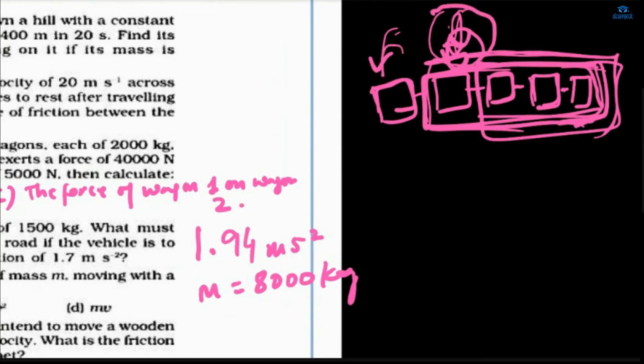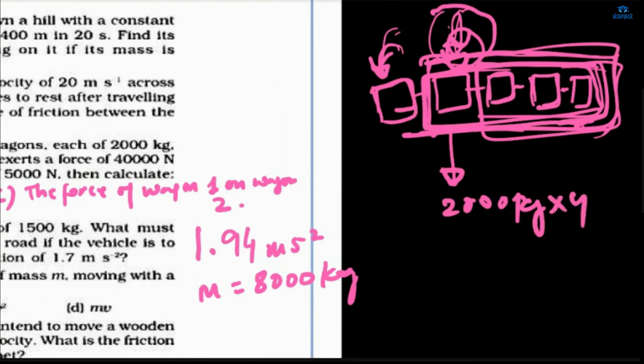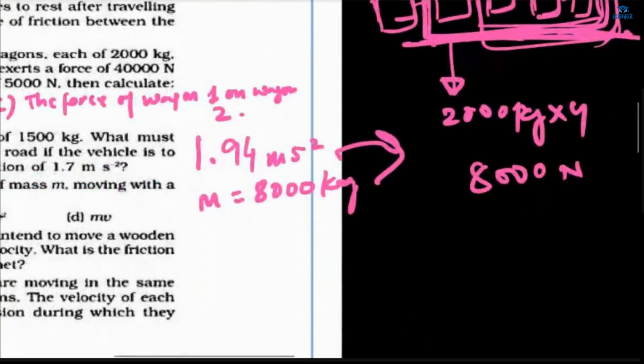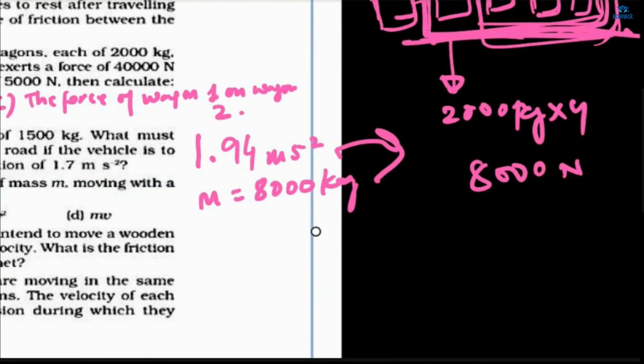And for this wagon 2, wagon 1 will be having the force of all these 4 wagons because it's attached. So you will multiply the wagon 1 mass by 4, because these are 4 wagons. So it will be 8,000 Newton, and you already have acceleration as 1.94. So you will multiply both of these.